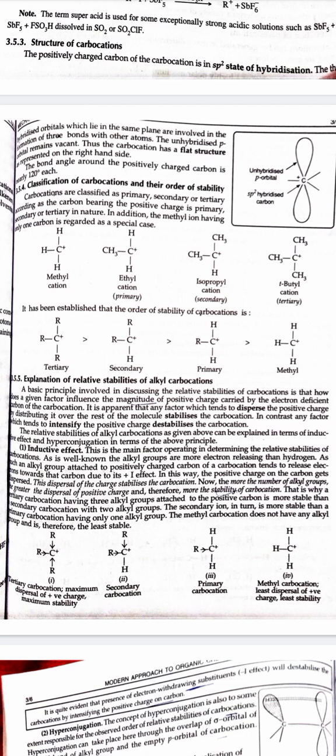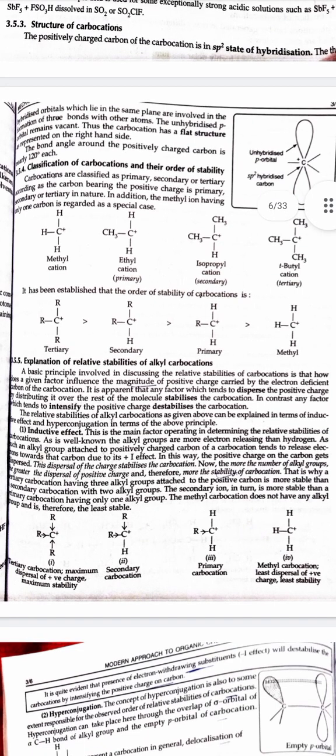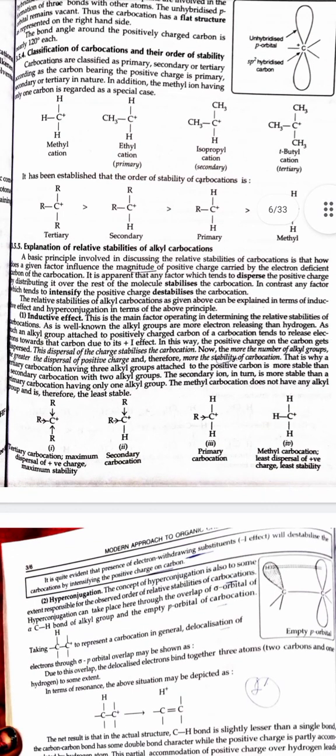Now, the more the number of alkyl groups, the greater the dispersal of positive charge and therefore the more the stability of the carbocation. That is why a tertiary carbocation having three alkyl groups attached to the positive carbon is more stable than the secondary carbocation with two alkyl groups. The secondary ion in turn is more stable than a primary carbocation having only one alkyl group. The methyl carbocation does not have any alkyl group and is therefore the least stable.